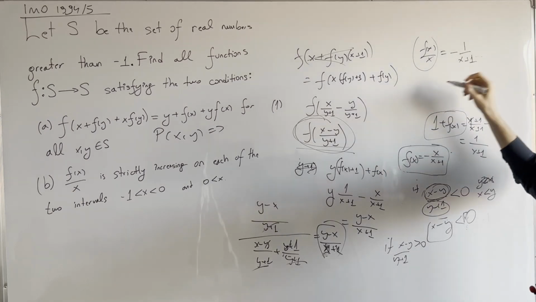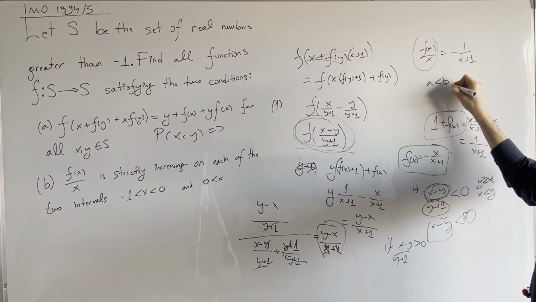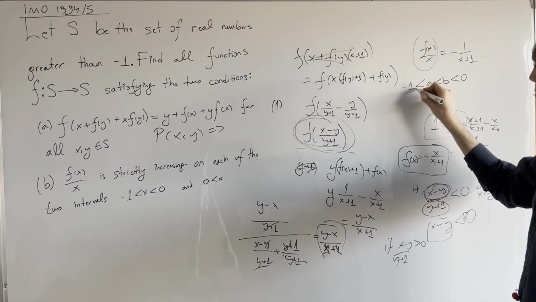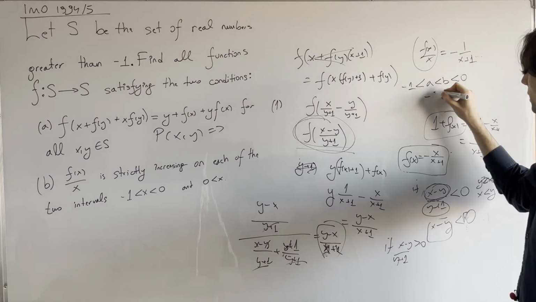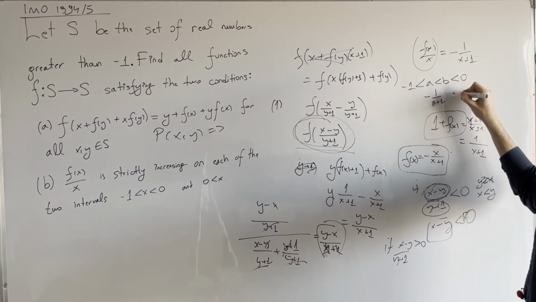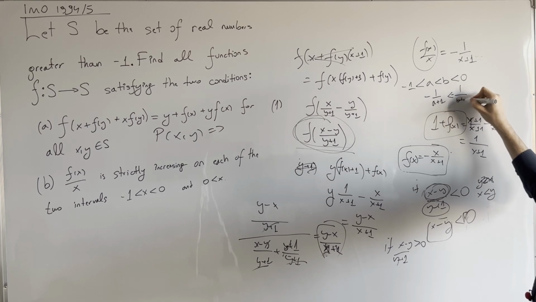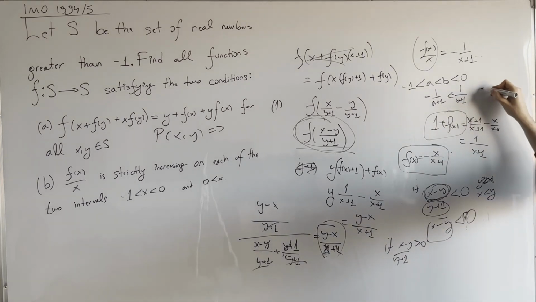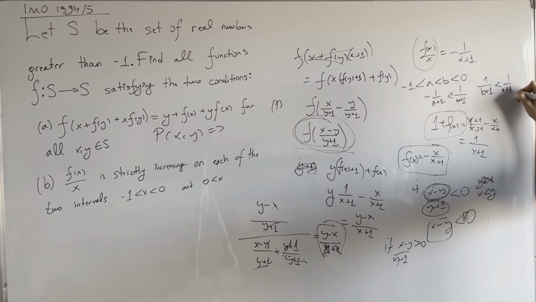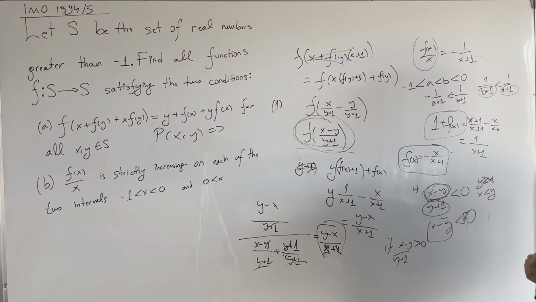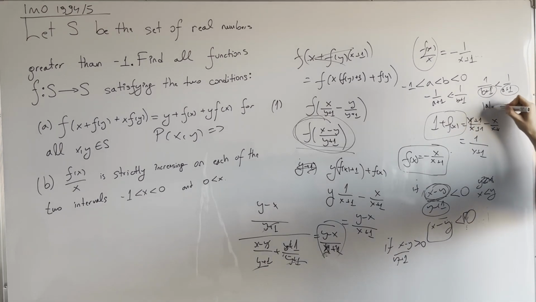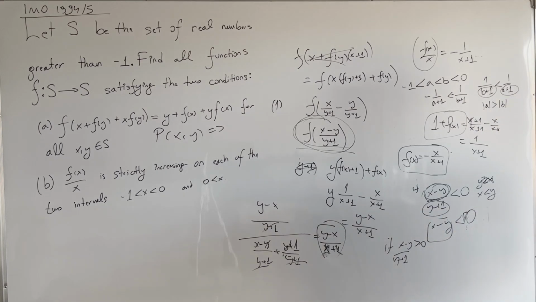I need to have that if a is less than b is less than 0, greater than minus 1, then minus 1 over a plus 1 is less than minus 1 over b plus 1, which is true if and only if 1 over b plus 1 is less than 1 over a plus 1. Both of these numbers are positive, and because a is less than b, this means the absolute value of a is greater than the absolute value of b. Do I want to use this actually?